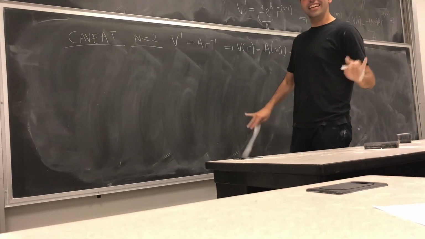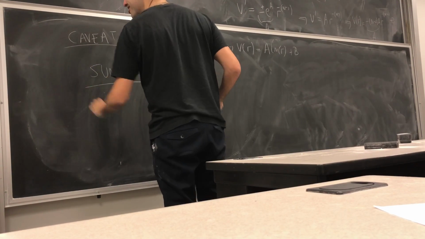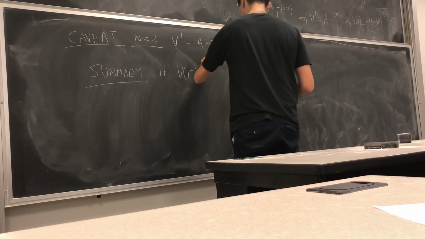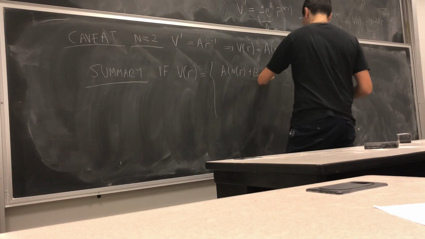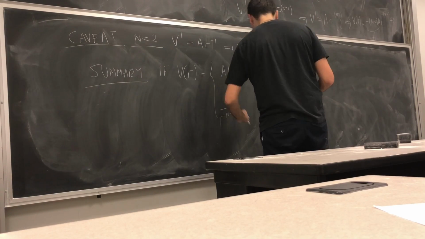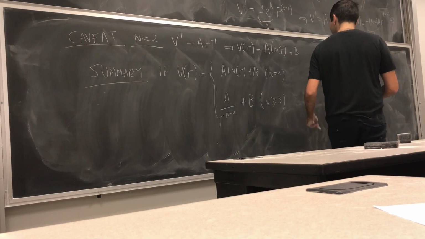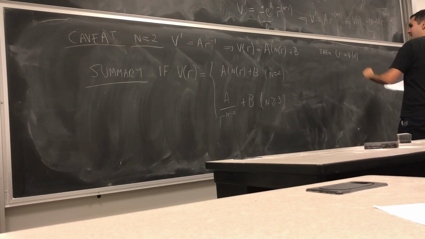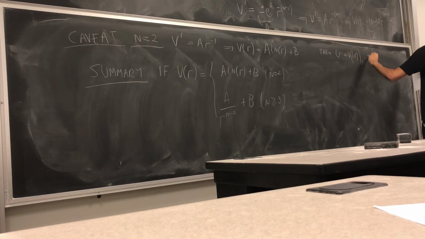So here's a summary in case you're still watching. Good job if you're still watching. So if you let v of r be, in 2 dimensions, a ln of r plus b, and in all other cases, a r to the minus n minus 2 plus b, n greater or equal to 3, then in fact, if we let u be v of absolute value of x, we indeed get that u satisfies Laplace's equation.